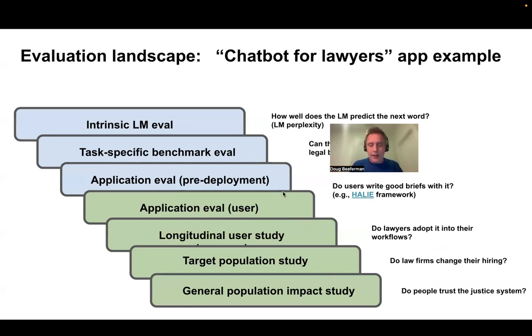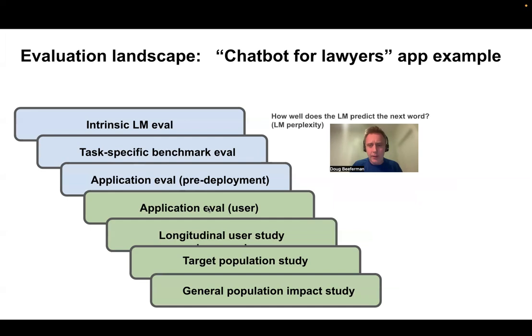So broadly speaking, natural language processing people look at intrinsic LM evals and maybe the task-specific evals. Human-computer interaction researchers might look at the next few levels. And then the later levels are really the domain of social scientists. Although, of course, all three kinds of researchers might do all three kinds of evaluations.